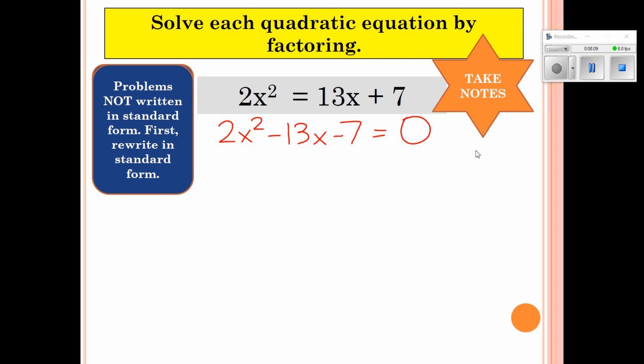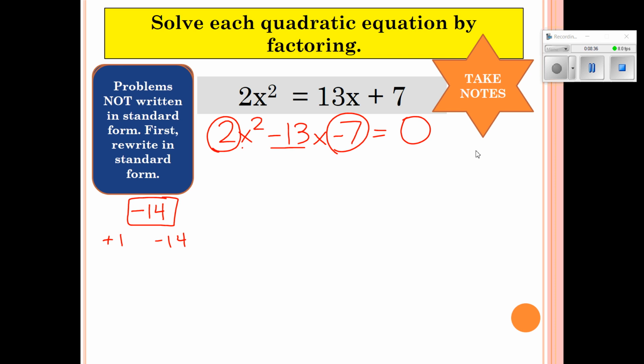It's a 2. So this is where we have to multiply the first term times the last term. That equals a negative 14. And we want to find factor pairs that make a negative 14 but add to get the center term of negative 13. So if I have a negative 14 and a positive 1 that multiplies to get a negative 14 and adds to get a negative 13, now we're going to slide and divide.